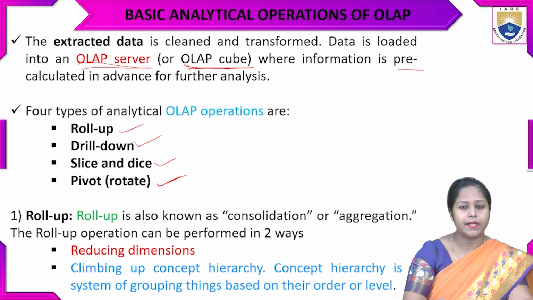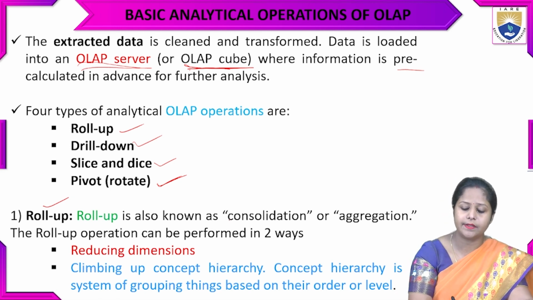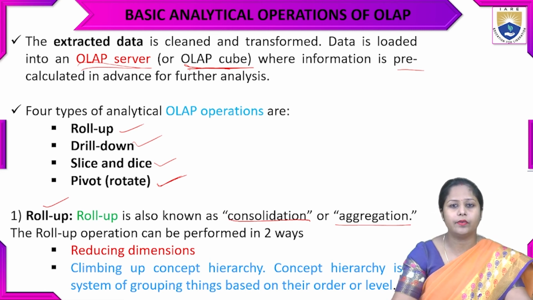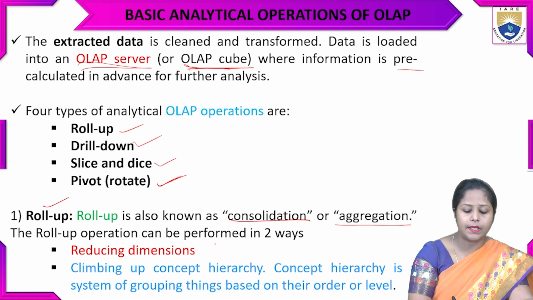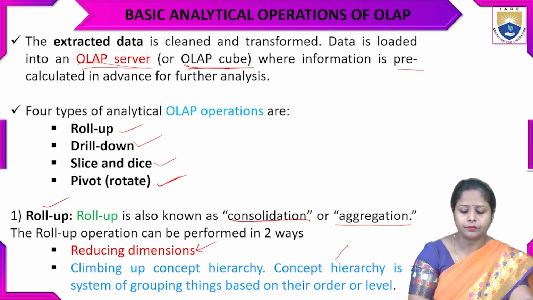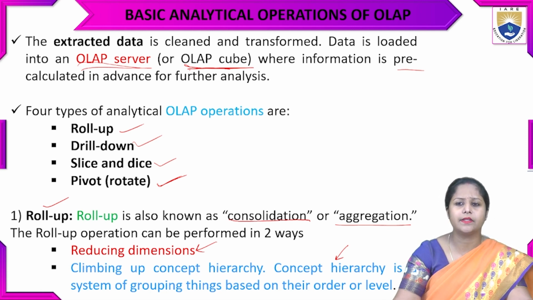So we will take the first example, the roll-up operation. Roll-up is known as consolidation, or we can say aggregation. The roll-up operation can be performed in 2 ways. The first way is it can reduce the dimensions, and the second is it can climb up the concept hierarchy.